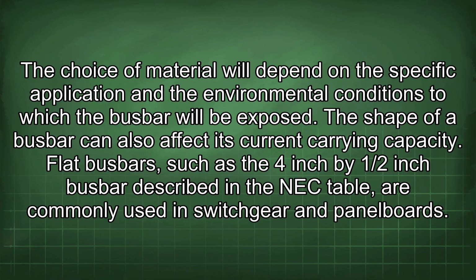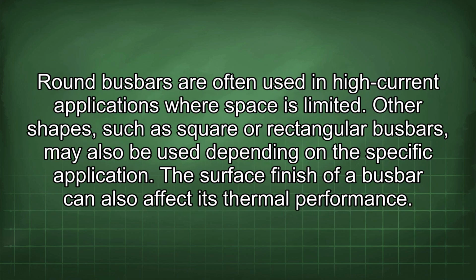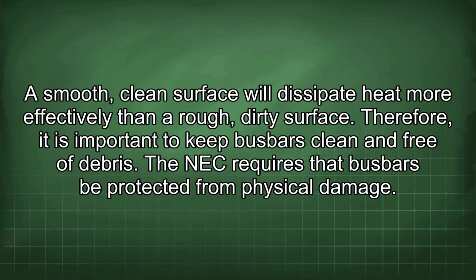Flat busbars, such as the 4" by 1/2" busbar described in the NEC Table, are commonly used in switchgear and panel boards. Round busbars are often used in high current applications where space is limited. Other shapes, such as square or rectangular busbars, may also be used depending on the specific application. The surface finish of a busbar can also affect its thermal performance. A smooth, clean surface will dissipate heat more effectively than a rough, dirty surface. Therefore, it is important to keep busbars clean and free of debris.